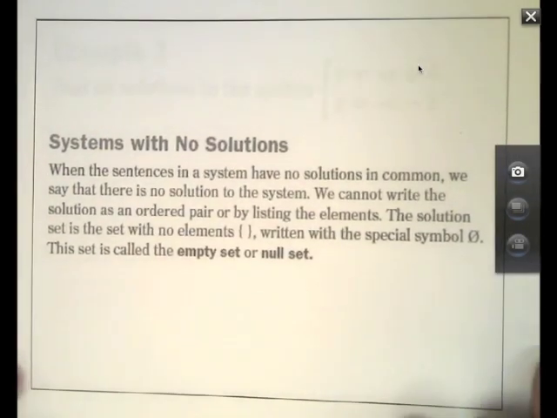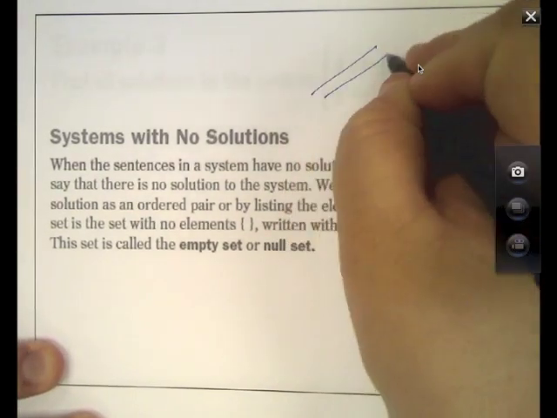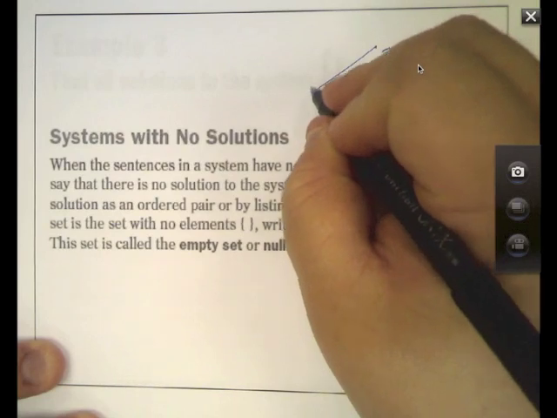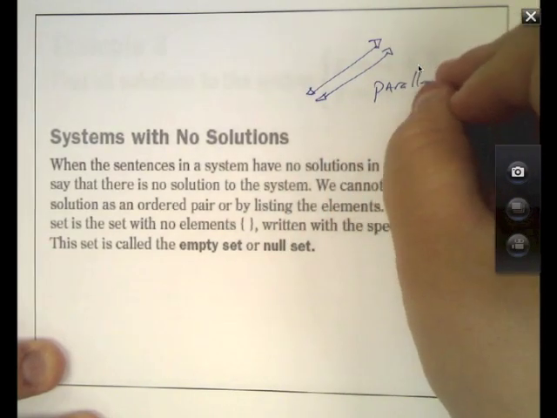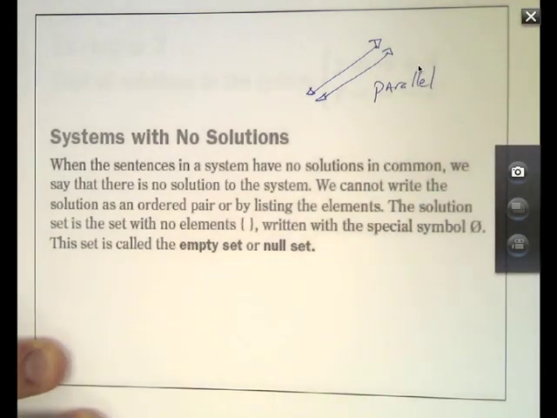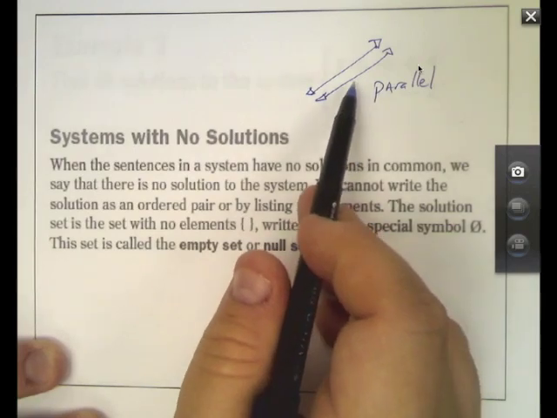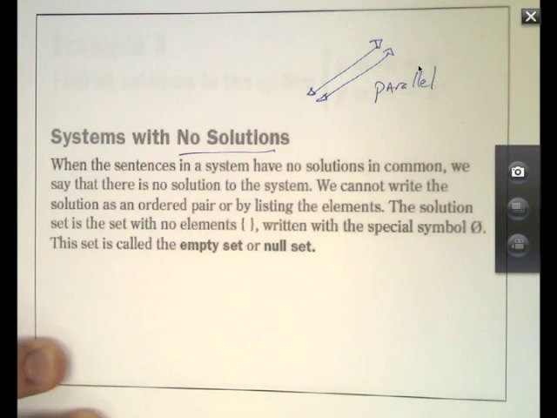Systems with no solutions. There are systems of equations with no solutions. These lines are normally what we call parallel. That means parallel lines have no intersection. They will never touch each other. Parallel lines, two equations that are parallel to each other, are the ones with no solutions.